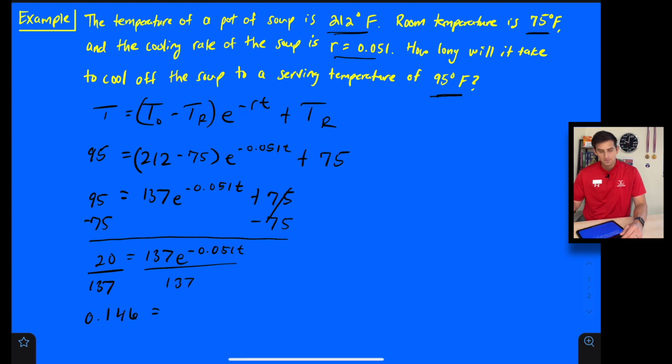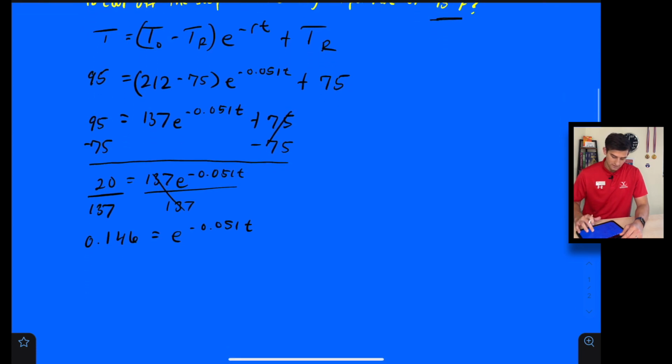0.146, and it keeps on going in my calculator. I'm going to leave that in my calculator and work through it from there. I'm just writing the rounded decimal on the screen so that we can see it. Okay, so now we have e to the negative 0.051 t. To get rid of that e, I'm going to take the ln of both sides. So ln of 0.146, or basically ln of what's in my calculator right now, equals ln of e to the negative 0.051 t. The ln of e will cancel out. I'm going to take ln of my previous answer in my calculator, and that gives me negative 1.924. Once again, I'm leaving the entire decimal in my calculator. That is now equal to negative 0.051 t.